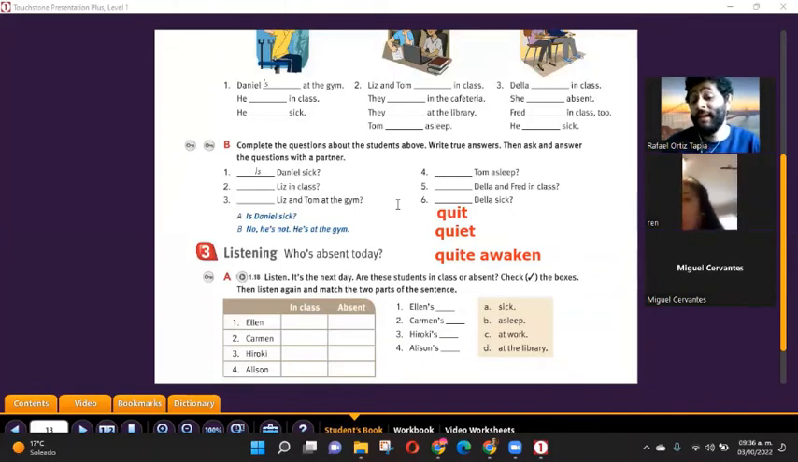Quite is bastante. You try to use quite instead of very. That's a good advice. So whenever very comes to your mind, try to say quite. Okay. Perfect.